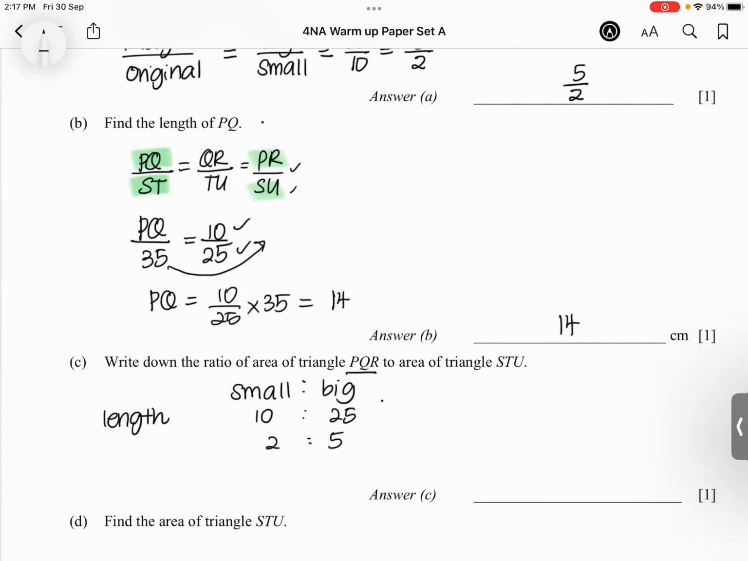But this is for the length. If I want to find the ratio for area, what do we need to do to all this? We need to square it. So it'll be 2 square is to 5 square. That gives me 4:25.